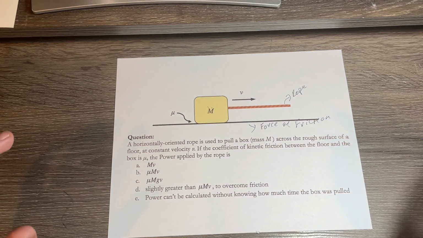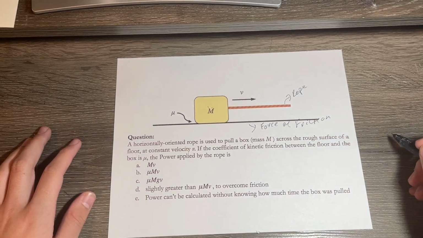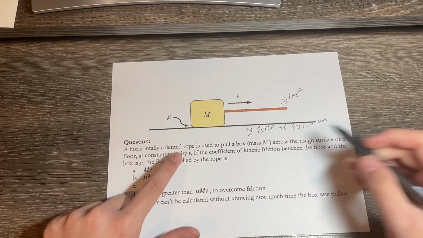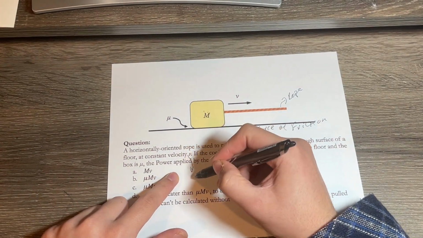Sorry, pardon my bad handwriting, it's force of friction. Okay, at a constant velocity. What is a constant velocity? State that there's no acceleration.